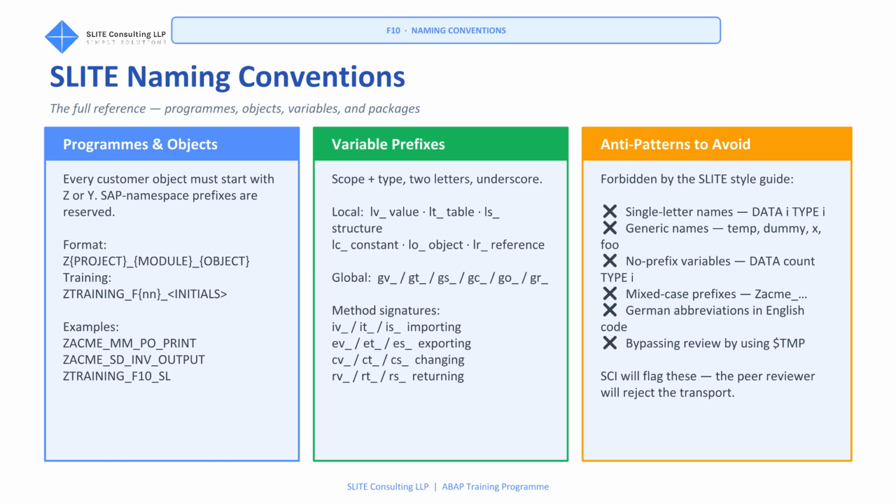SLIGHT programs follow the patterns training_F and N initials for training objects, and Z, project, module, object for real project work. Examples: ZACME_MM_approval, ZACME_invoice. The 3 columns on this slide are your quick reference: object name patterns, variable scope prefixes, and the anti-patterns to avoid. Keep them open during code review.